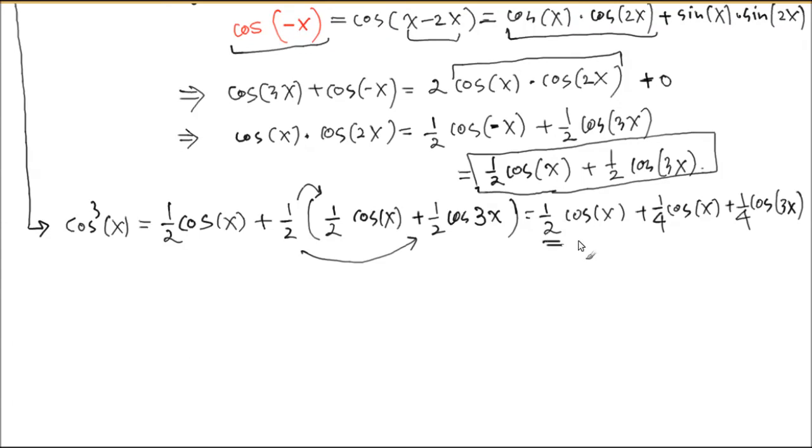Then you see these two, this cosine x and a cosine x there. So we can further simplify it. So what is the coefficient of cosine x? Who wants to go for that? Cosine x, what's the coefficient? 1/2 plus 1/4, right? Isn't that 3/4, right? And the other one is all by itself with a 1/4 cosine 3x.